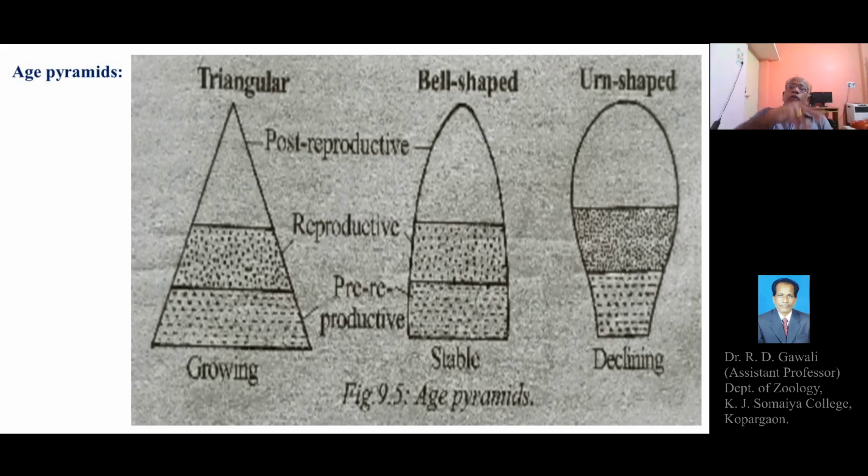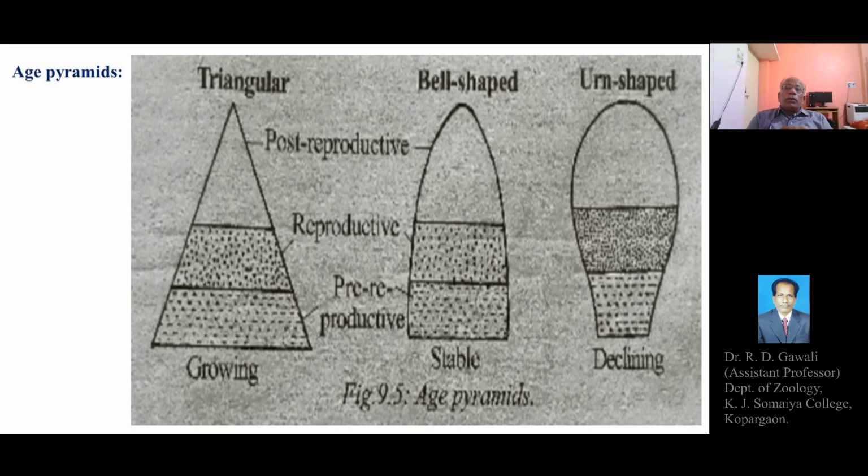So these are the three age groups which we have represented in an age pyramid. At the bottom of the pyramid, there is a large number of individuals belonging to the pre-reproductive age group. On top of which there is a second group of individuals, the reproductive age group, and on top of the reproductive age group, the post-reproductive age group.